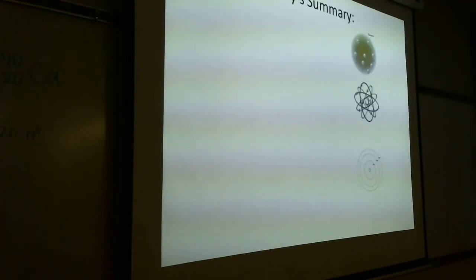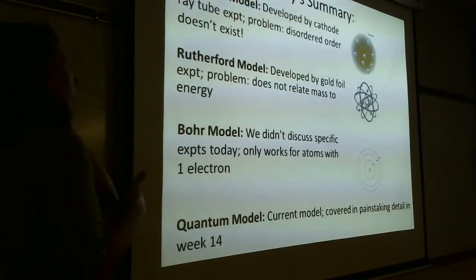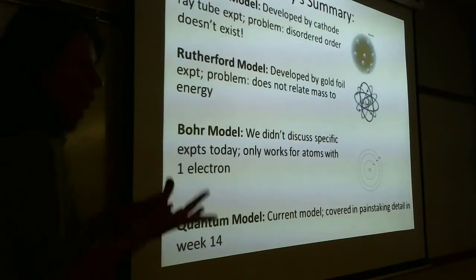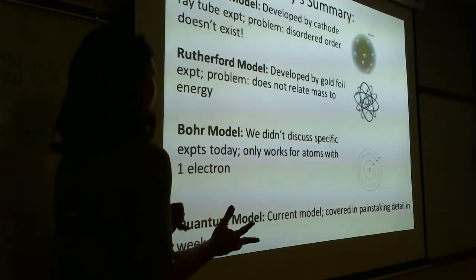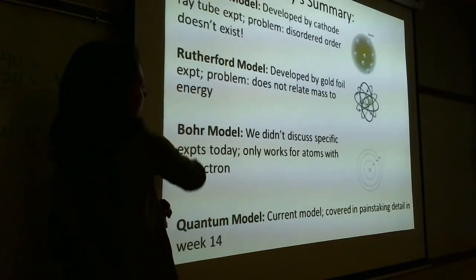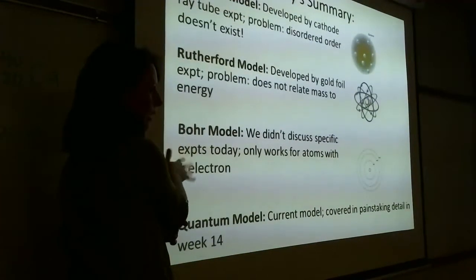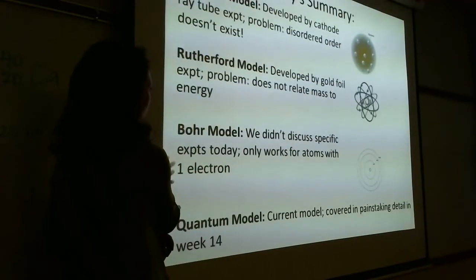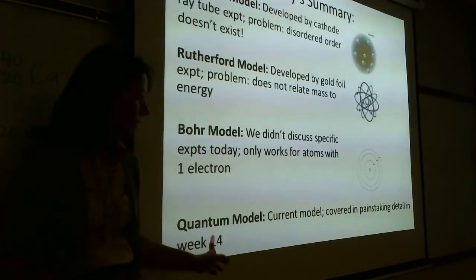So here's a summary of today. All right. Thomson Model. What developed it? The cathode ray tube experiment. What's the problem with it? You can't have disordered order. It doesn't work. Rutherford Model, developed by the gold-foil experiment. But there's no relationship between mass and energy. Bohr's model, we didn't talk about any specific experiments today. We'll talk about those in week 14. But the big problem there is it only works for one electron system. And the quantum model is the current model.